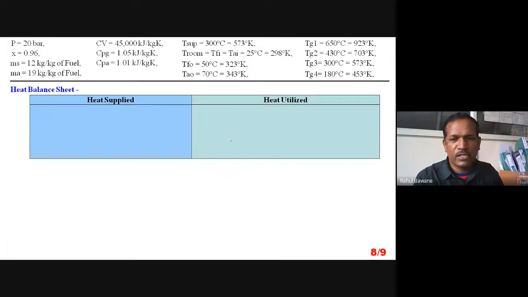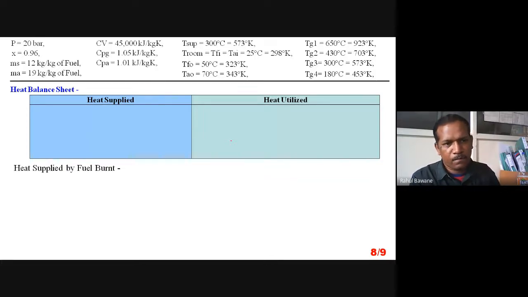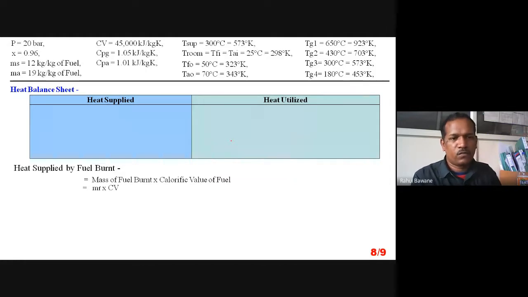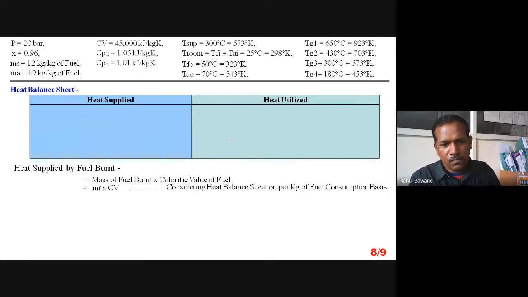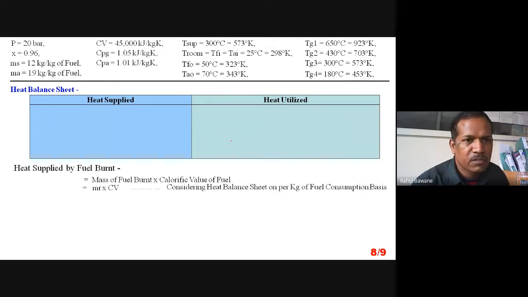So this is our calculation part. Heat supplied by fuel burning is the mass of fuel burnt multiplied by the calorific value of fuel. Now here MF is not given. So what we did, we assume one, that is unit amount of fuel burnt. That is also called per kg of fuel consumption. So we consider the heat balance sheet on a per kg of fuel consumption basis.